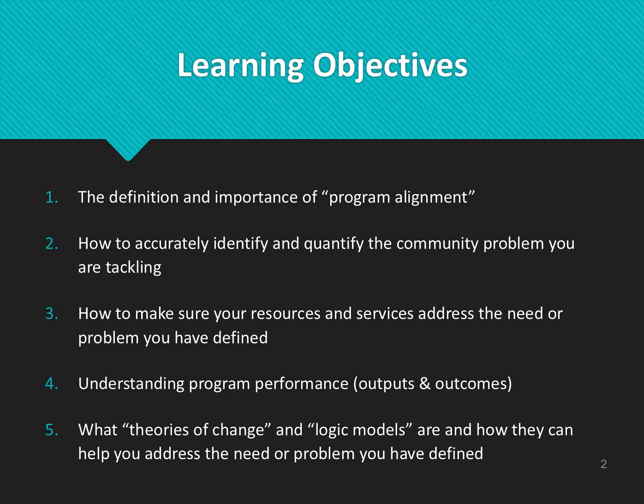By the end of this webinar, you should understand the definition and importance of program alignment, how to accurately identify and quantify the scope and nature of the community problem you are tackling, how to make sure your resources, objectives, and services are aligned to address the need or problem you have defined, increase your understanding of program performance through a review of outputs and outcomes, what theories of change and logic models are, and how they can help you ensure that all the aspects of your program align to effectively address the need or problem you have defined.